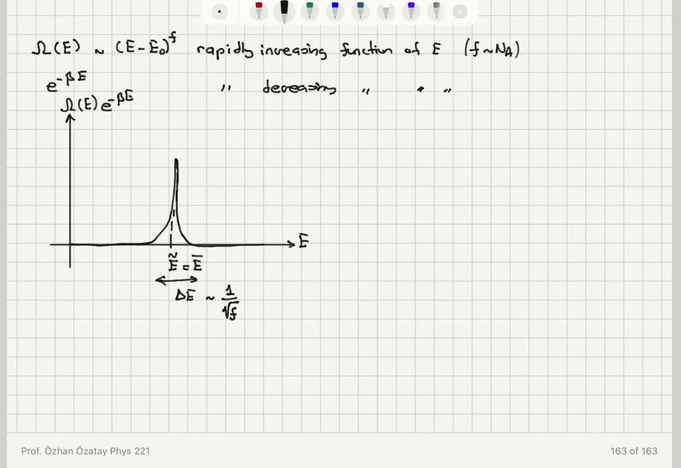And finally, multiplying the number of accessible states, which has a rapidly increasing functional dependence on energy, with a rapidly decreasing function, exponentially e to the minus beta E, I see that this distribution should really give me a sharp peak with a mean value that has a small fluctuation, delta E, which varies as 1 over the square root of f, as we discussed in our previous video.